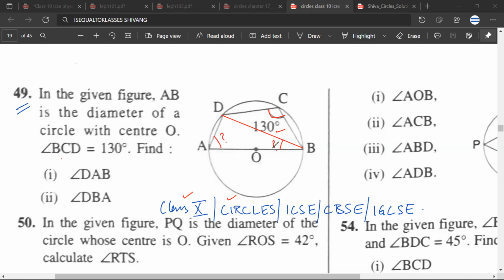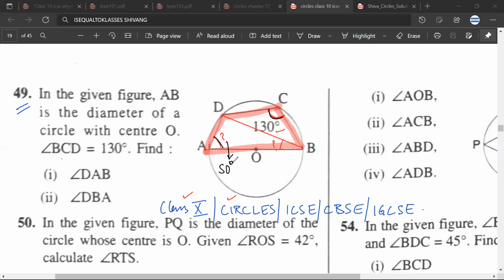So in this question, DCBA is a cyclic quadrilateral. Therefore, DAB will be 50 degrees. So what you are suggesting is that this is a cyclic quadrilateral. Am I correct? Yes, the four points are touching the circle. Therefore, this is 130 degrees and this would be 50 degrees. Am I correct? Yes. Okay. What next?